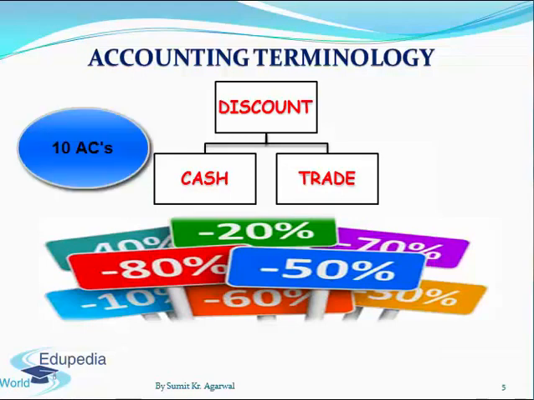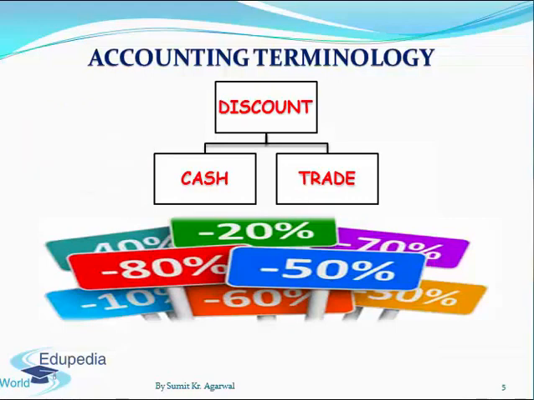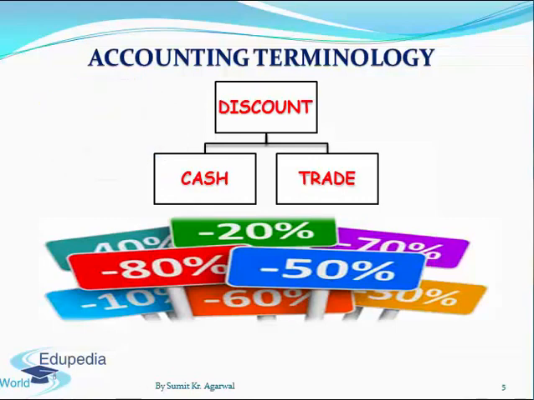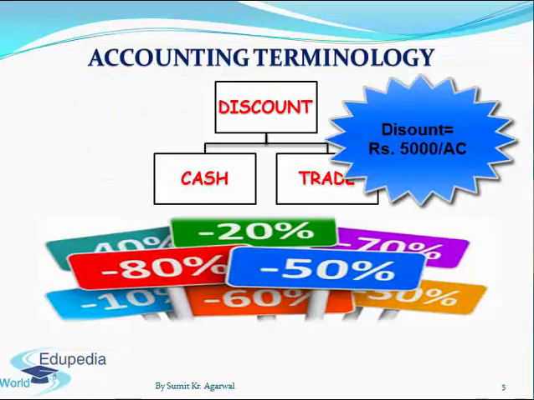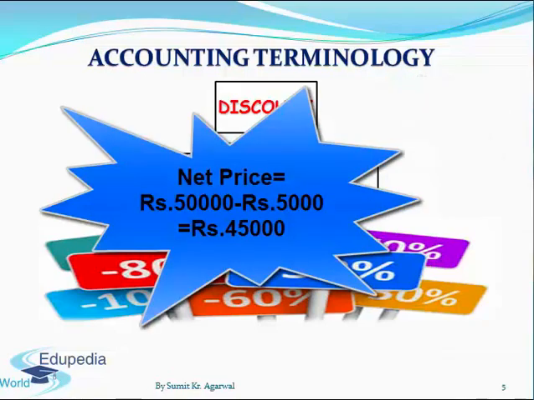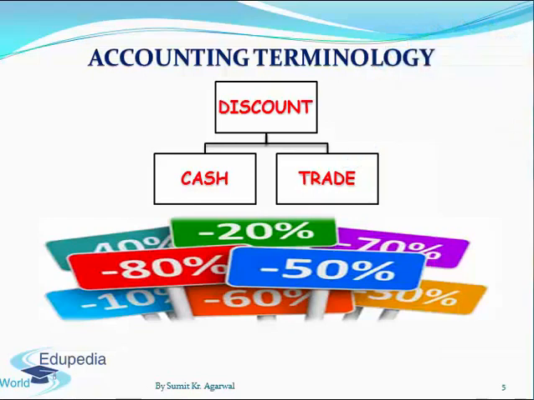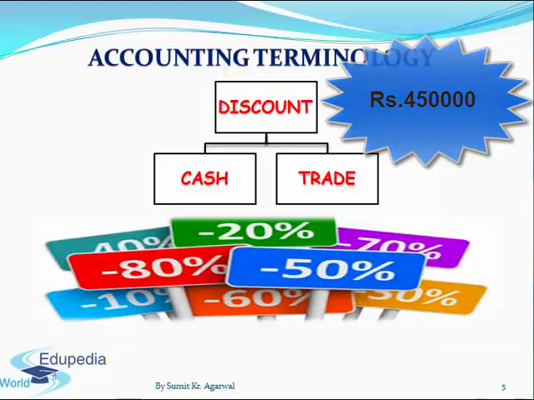Say we need 10 ACs for our new office. We go to a big supplier and price of each AC is rupees 50,000. But since we are ordering for 10 ACs, we get a discount of 5,000 rupees per AC. So for us the net price is 45,000 rupees. Here rupees 5,000 discount is trade discount, which we got because of good quantity order. Now we need to pay rupees 45,000 each for 10 ACs. So total payment will be rupees 4,50,000.